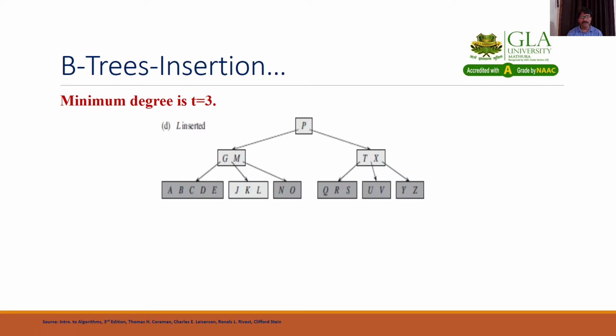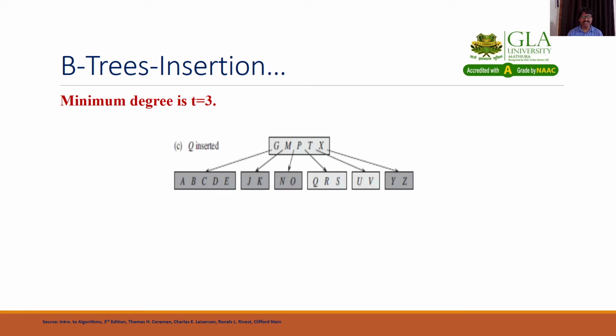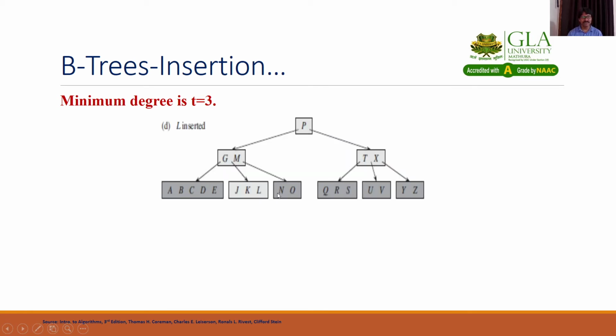Now you have to insert L. So how can you insert L? Before inserting L, first your root is already full. So first split your root. From P you can split. So to the left of P, GM will go, and to the right of P, TX will go. And after that you can arrange, and then you can check where L will go. So JKL, with this node, the L will be inserted after K. So you can see here, this is what we have inserted.